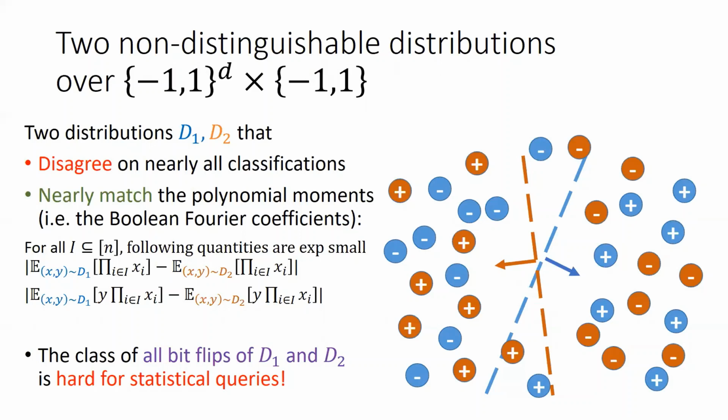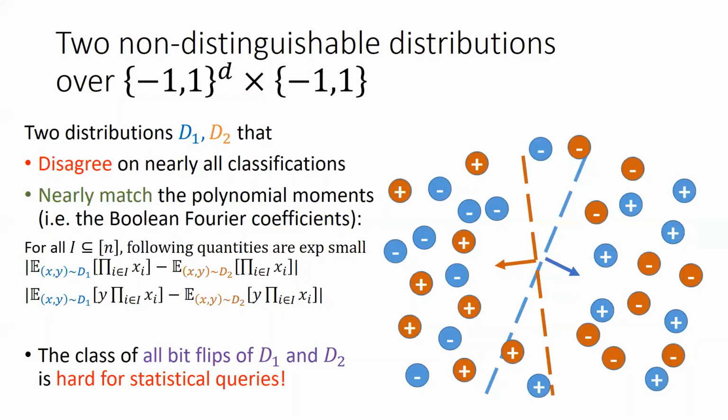And the second property is that it's hard to distinguish between these two distributions, which means that they will nearly match all the moments. And in particular, for any monomial on x and y, the expectation of this monomial with respect to the first distribution is very close to the expectation with respect to the second distribution.